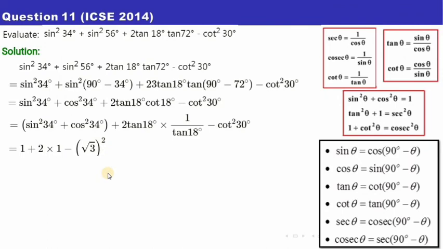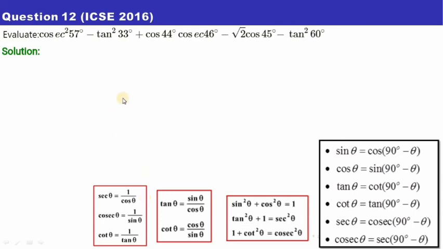Okay, now let's put the value. So let's simplify it. So 1 plus 2 into 1 is 2, root 3 square is 3. Okay, now you have 1 plus 2 is 3, so 3 minus 3 is 0. So the value of this entire expression turns out to be 0. So you may pause the video and note down your solution.